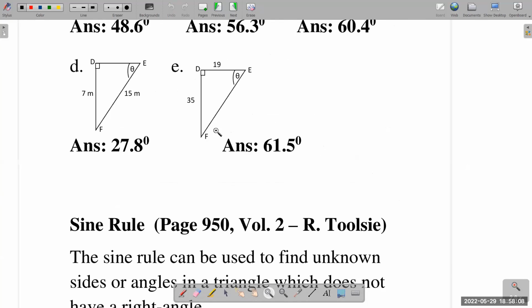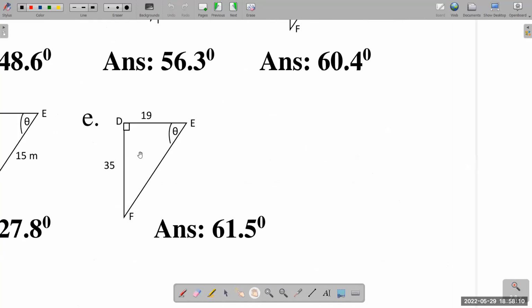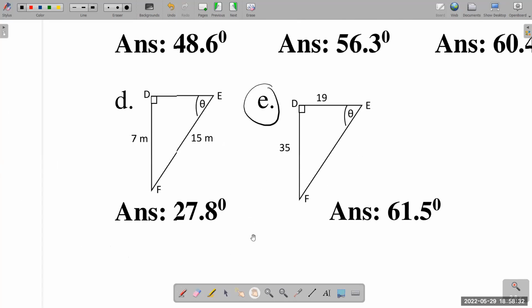So let's look at this one. Same concept is applied here. What trig ratio are we using for E? Sine, cosine, or tan? I don't like this one. We don't use tan already. Let me use the next one. Let's use D. Sorry. Let's use D.